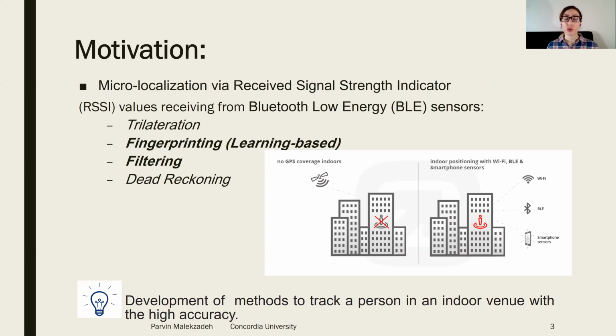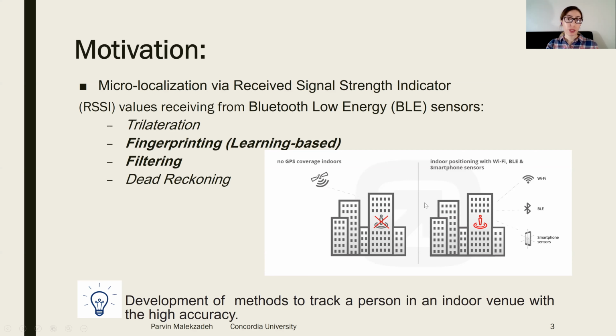So how can we do indoor localization? As we know, we cannot use GPS for indoor localization because the strength of GPS is weak in indoor venues. So instead of that, we use Wi-Fi signals, BLE, and smartphone sensors for indoor localization. But our focus in this paper is BLE.